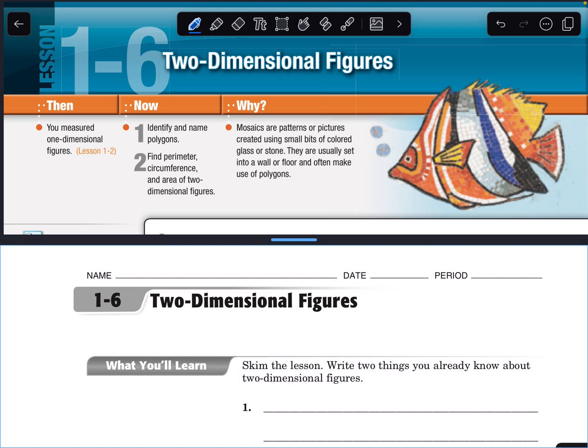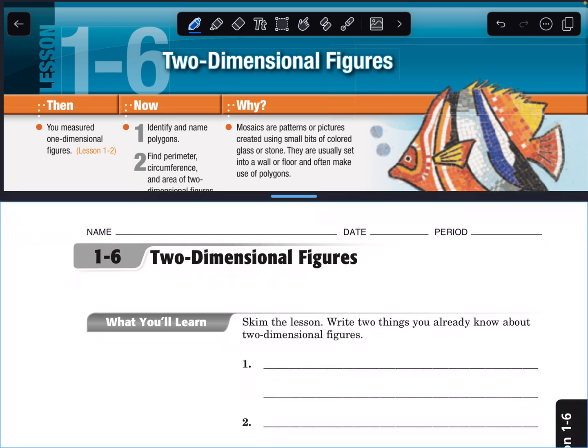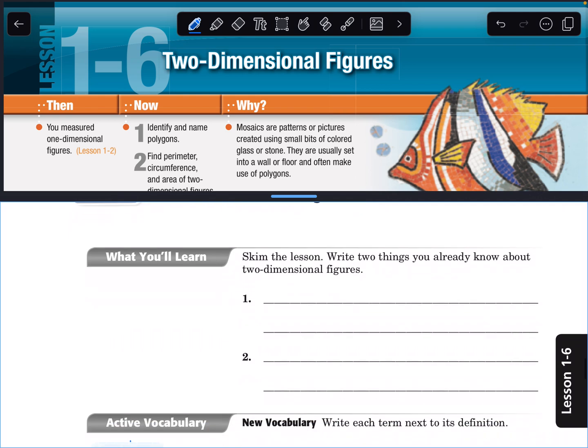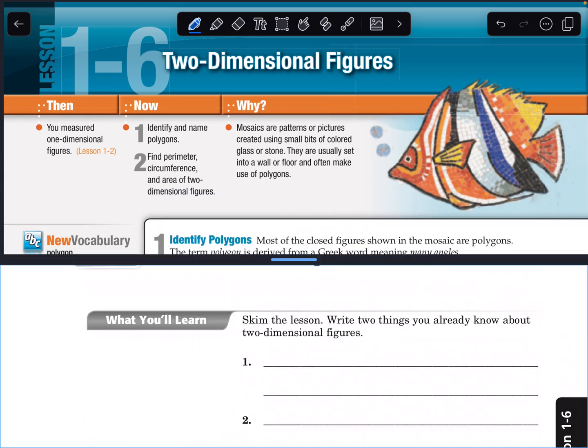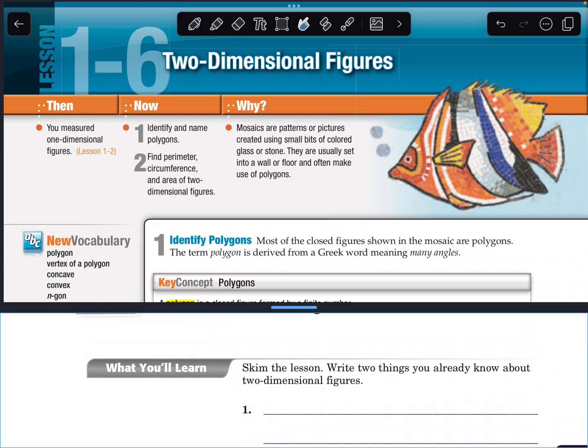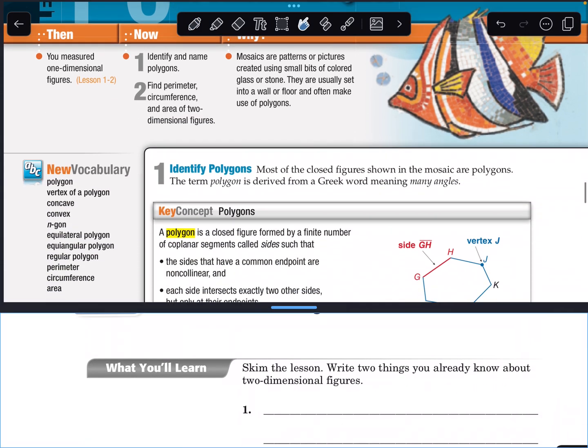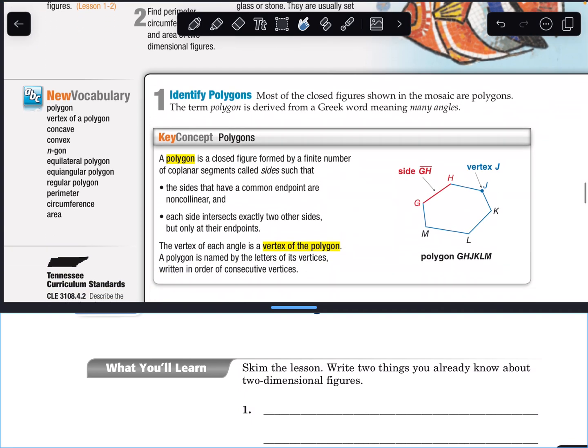Today we will cover Section 1.6, Two-Dimensional Figures, and complete the guided notes. First up, what we will learn in this section. Let's skim the lesson and write two things you already know about two-dimensional figures. I'm going to have to pretend here, because yes, as the teacher, I will already know most of this, but let's look at what we've got here.